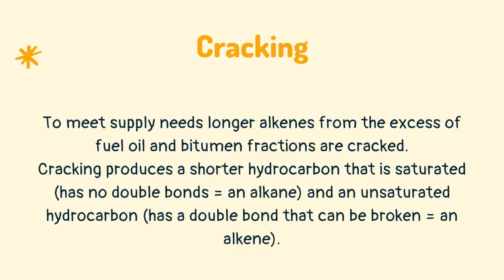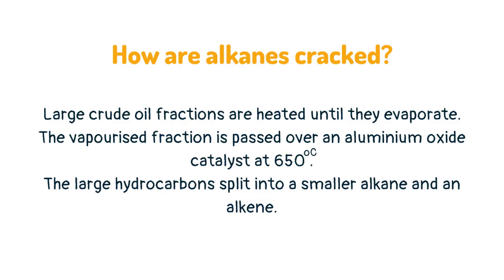Cracking produces a shorter hydrocarbon that is saturated, has no double bonds, equals an alkane, and an unsaturated hydrocarbon that has a double bond that can be broken, equals an alkene. Large crude oil fractions are heated until they evaporate. The vaporized fraction is passed over an aluminium oxide catalyst at 650 degrees. The large hydrocarbons split into a smaller alkane and an alkene.